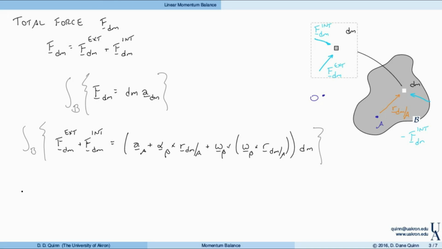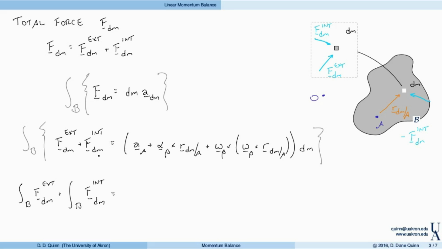So again, we're integrating over the body, so we have the integral of the external forces plus the integral of the internal forces equals. Now here what we find is that the acceleration of A is constant over the body. It's not constant in time, but again this is an integral over the body itself, so it's a volume integral. So regardless of which mass element I choose in this integration, the acceleration of A is still the same, right, because it's a property of this single point.